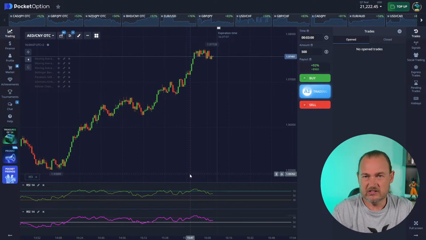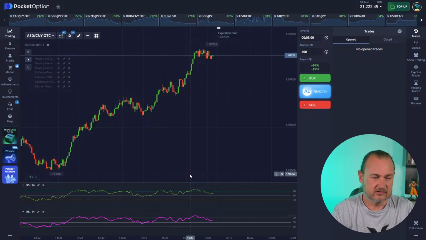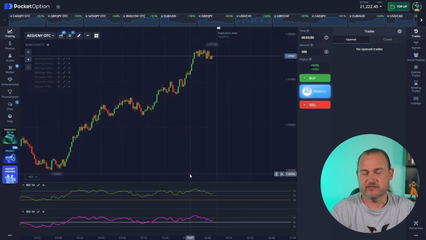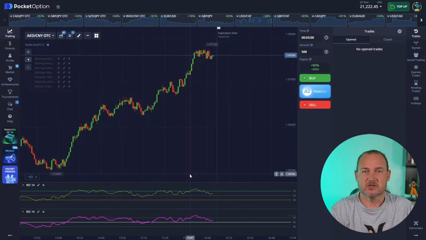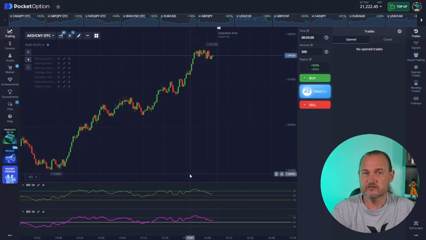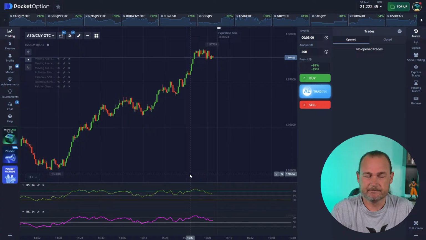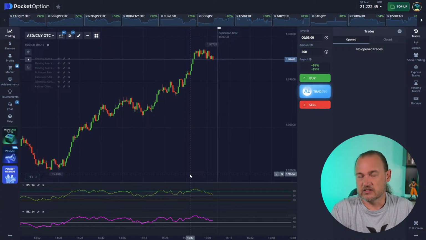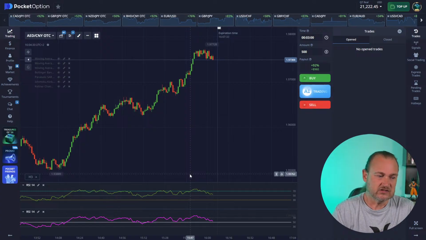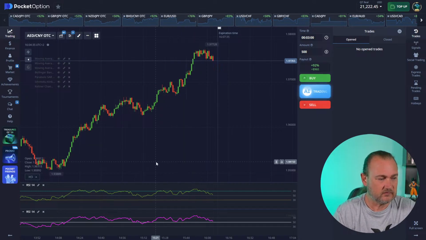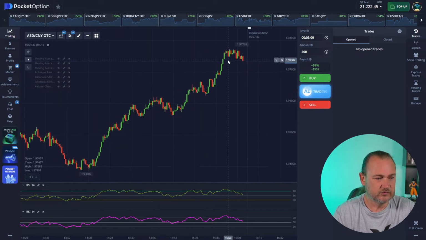So the first thing we need to really understand and wrap our heads around is the fact that the RSI is a momentum indicator. This means that the higher the RSI moves, the more bullish momentum the price is displaying, and the lower the RSI falls, the more bearish momentum the price is displaying. So we can see this clearly if we look at this upward move here.